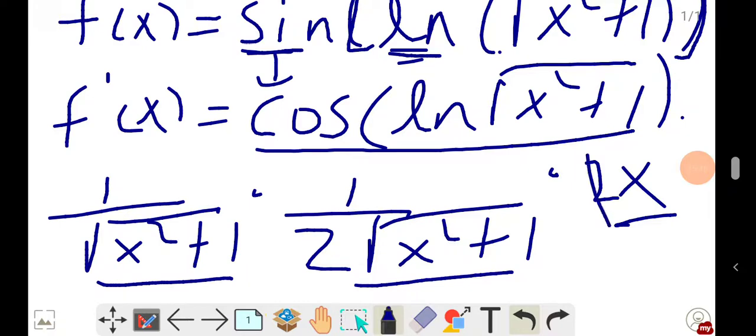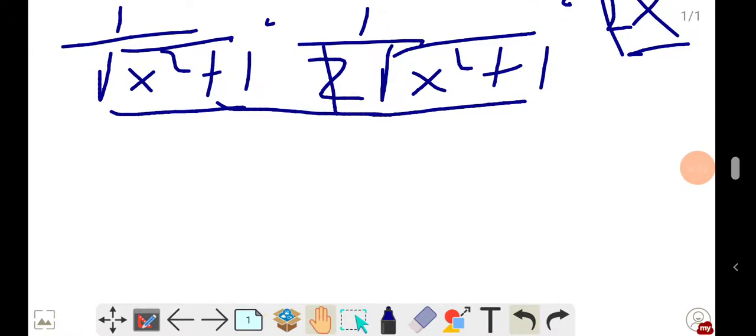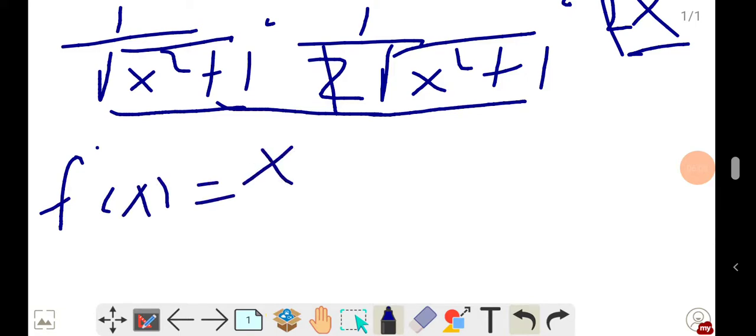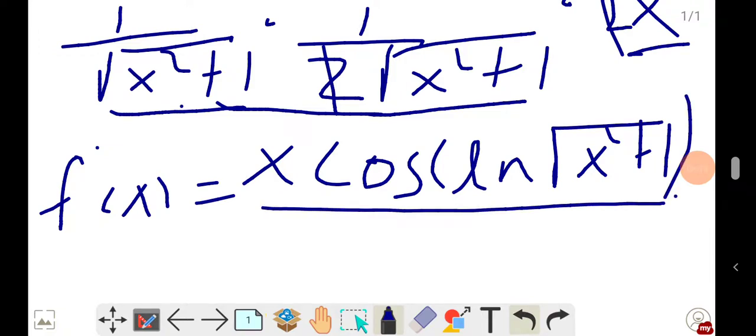So when you simplify, you can cancel 2 by 2 here. And when you multiply these two denominators, the radical will be removed. But in the numerator, x and cosine will be left, cosine of the whole thing. Okay, let us see the final result. The final result will be: f derivative of x equals x cos of ln of the square root of x squared plus 1, the whole over the denominator. When you multiply the square root of x squared plus 1 with itself, it will be x squared plus 1. So this will be the final answer.